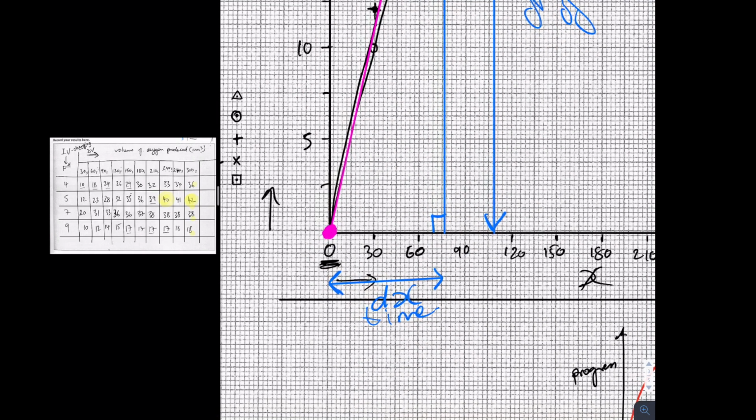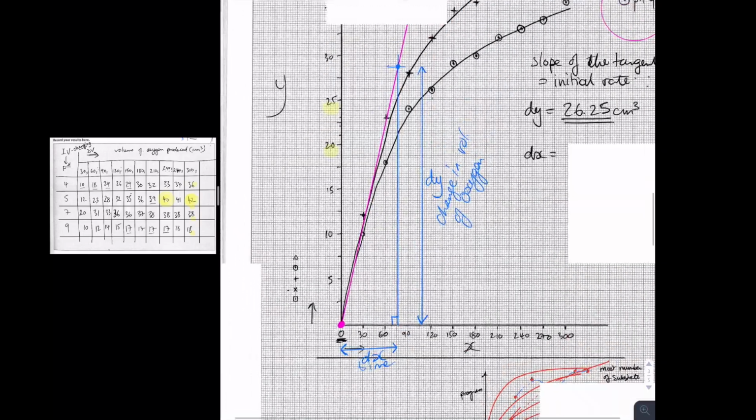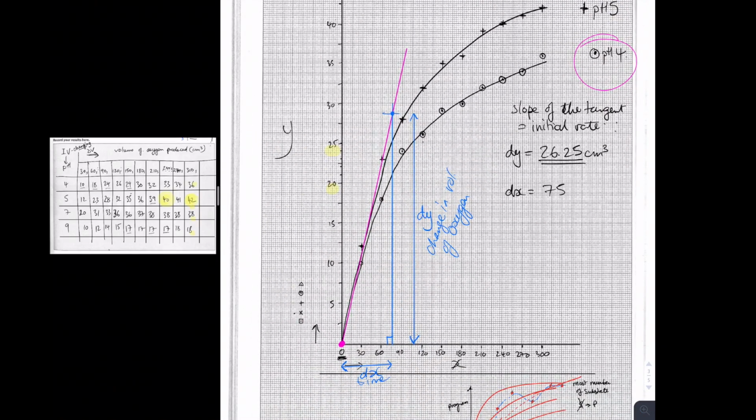I look on my x-axis now, looking at 30, 60, I've got to work this out now. I've got 30 seconds there, and I've got 10 little squares, so each square is equivalent to 3 seconds. So I've got 60, 63, 66, 69, 72, 75, 75 seconds, I'm going to call that, guys. So my difference in x is 75 seconds. And so my dy over dx is equal to 26.25 divided by 75, which is equal to 0.35 centimeters cubed of oxygen per second.